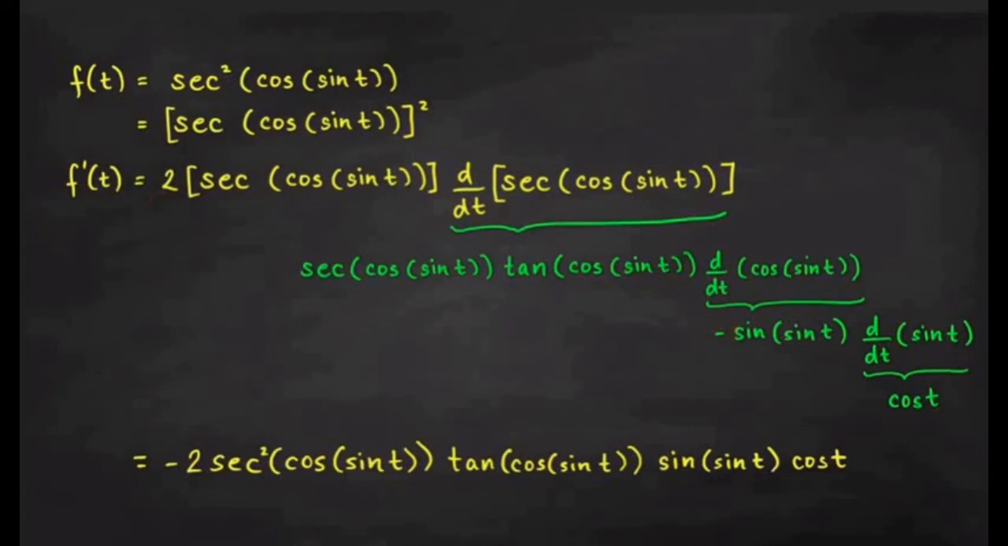So this is a negative times 2. You will get here negative 2, and then you have 2 copies of this one here. So you can write this down: secant squared of cosine of sine t, and then you have times this expression, and then times sine of sine t, and then times cosine t.